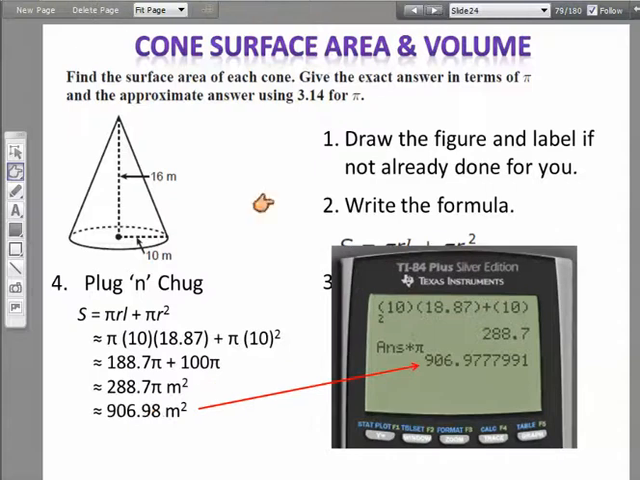And then to get the approximate value, I just take 288.7 and I multiply it by pi. I get 906.98. I know they said use 3.14 up here, but if you use 3.14, that's fine. It's just easier for me to say, oh, take that answer and multiply it by pi. You're going to get the same answer. The rounding might be different. It might not be 0.98.